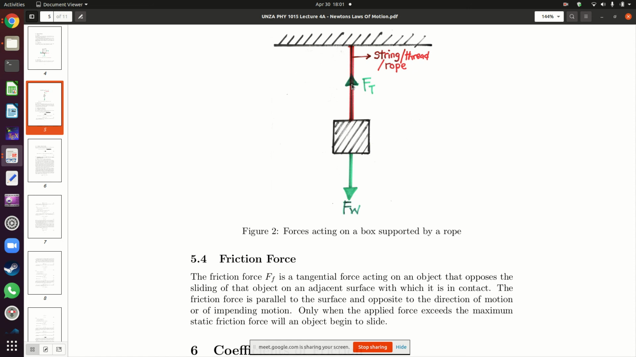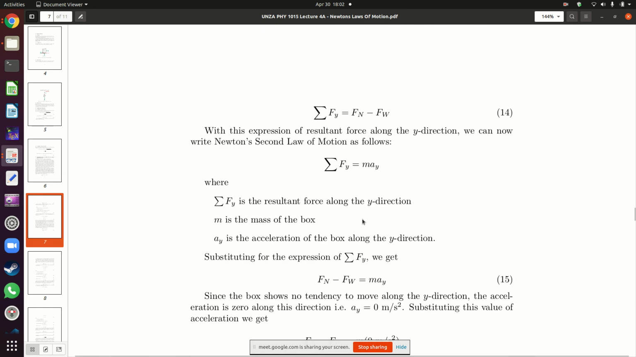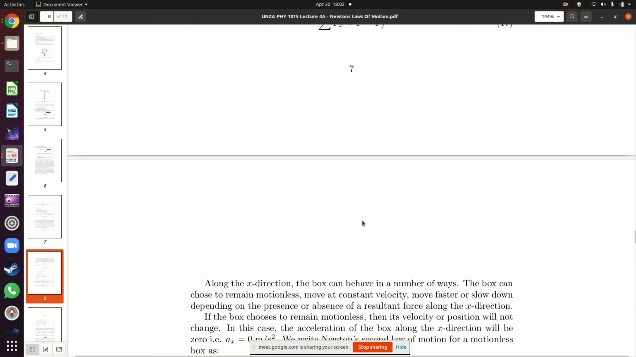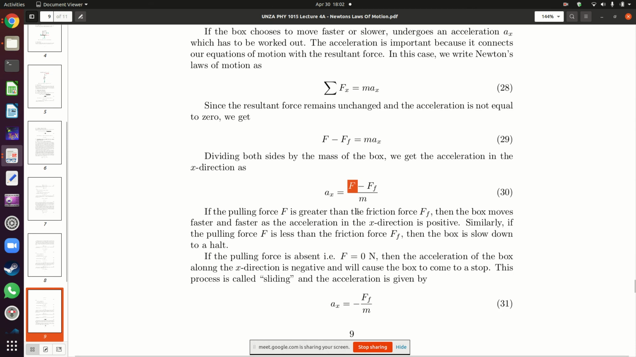So one, the acceleration is going to be the same. The acceleration of the masses will be the same, and also the tension in the rope will be the same. Are we clear? Yes, sir. That's what's called a coupled system.